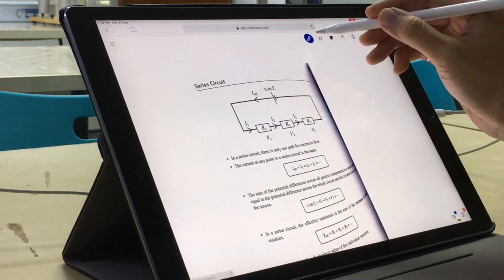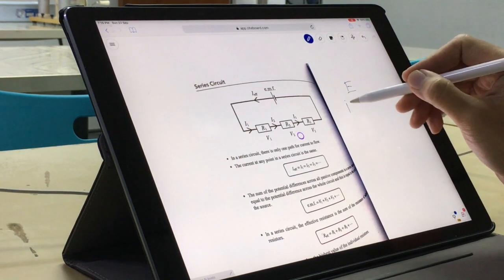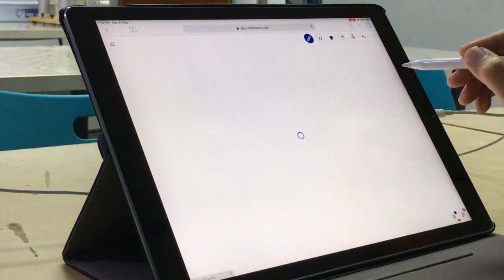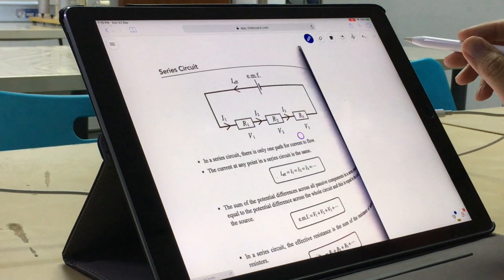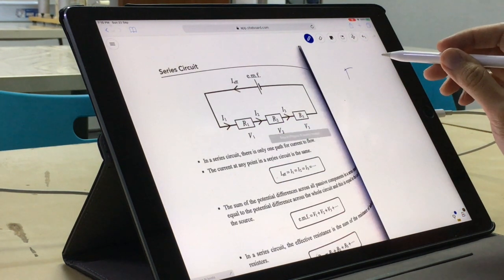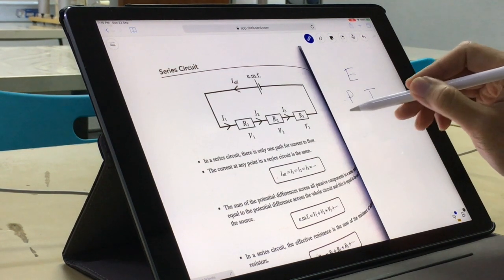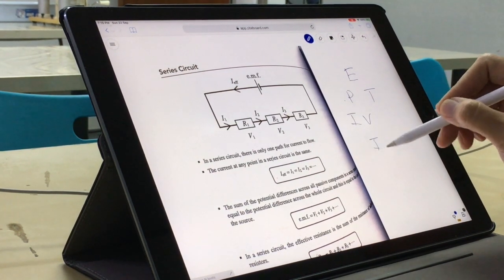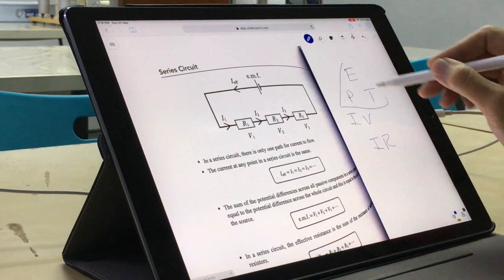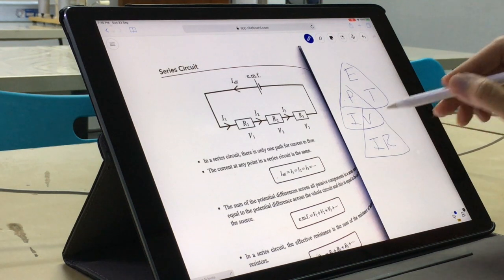I'm going to draw on the board. This E, P, T. Wait a minute. Okay, E, P, T, I, V, I, R. So this is a triple pyramid. Can you see the triple pyramid over there?